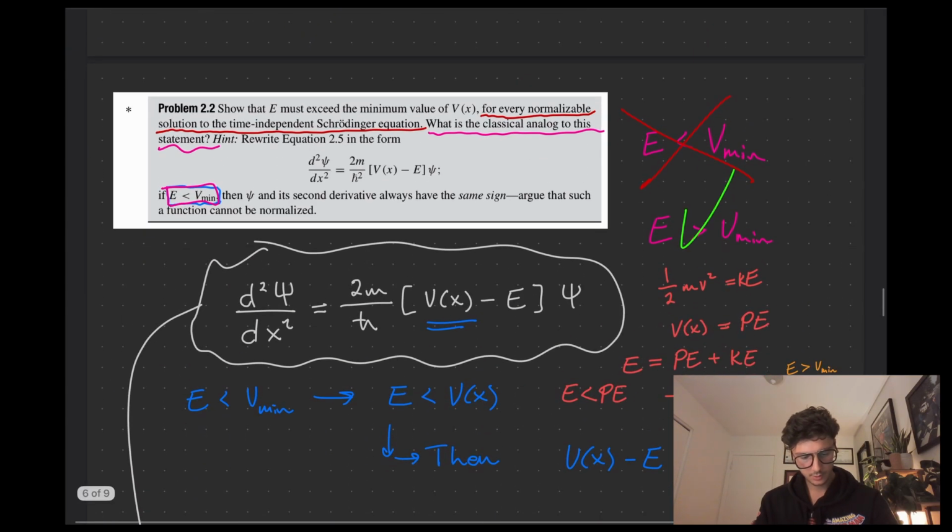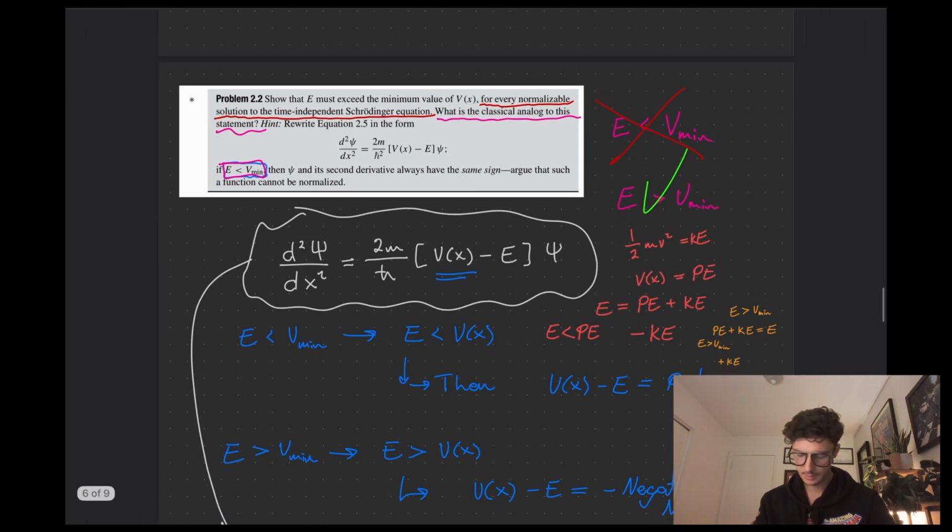Argue that such a function cannot be normalized. Classical analog to this statement. The classical analog to this statement is you cannot have negative kinetic energy. And we just showed that E must exceed the minimum value of V, meaning E must be bigger than V min, because if it wasn't, then you would have a non-normalizable solution.